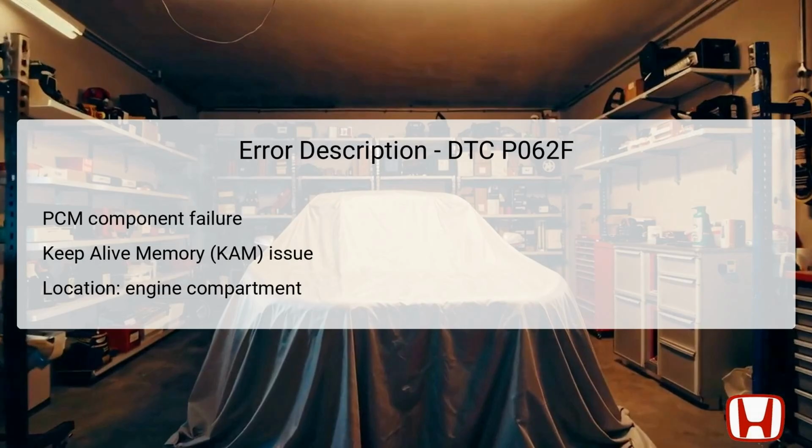The PCM is typically located in the engine compartment, often mounted near the battery or fender well, making it accessible for testing and replacement. Recognizing the role of the PCM and the KAM is essential, as any issues can lead to a cascade of operational failures in the vehicle. Systematic verification steps must be taken to confirm the persistence of the DTC during the diagnostic process.